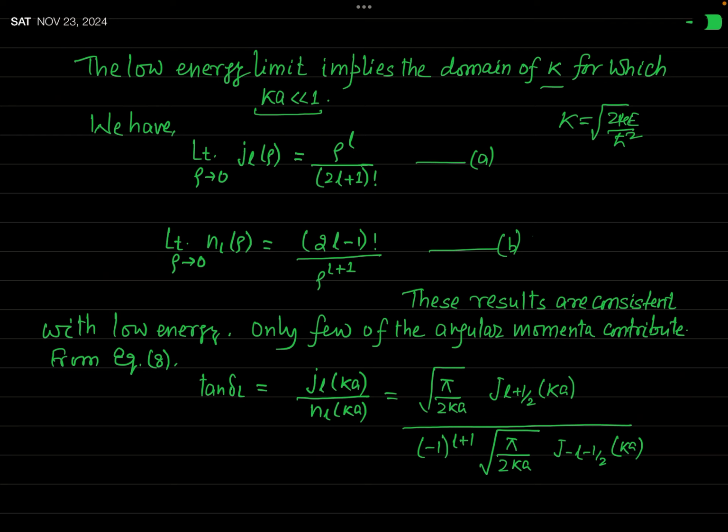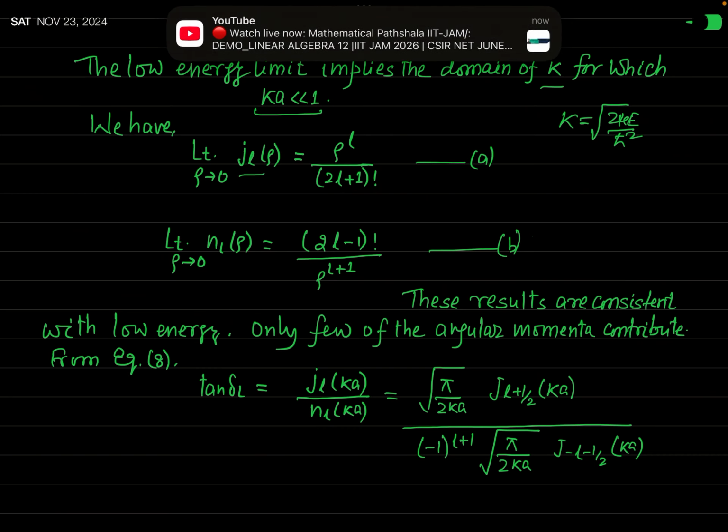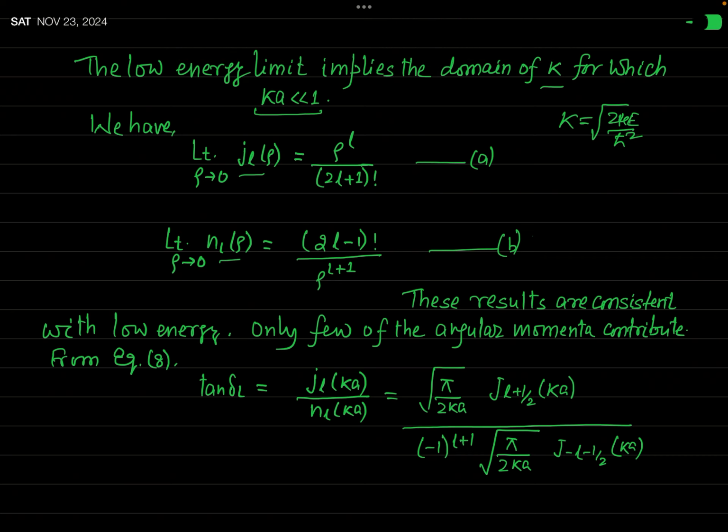Now, first of all, I am defining the value of the spherical Bessel function JL of rho and Neumann function NL of rho in the limiting condition when rho tends to 0. Actually, I have written this result directly because it is the subject matter of your course on mathematical physics on Bessel function, and there you will get it. For that you have to watch my videos on mathematical physics.